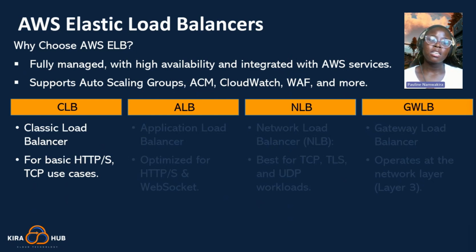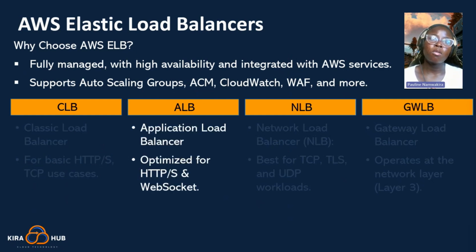So we have different types of load balancers. The first one is classic load balancer. This is the original option of the load balancer, not really used at this point in time, deprecated, but still available on the console. It supports load balancing for HTTP, HTTPS, and TCP traffic. So it worked at both layer 4 and layer 7 of the OSI model. This is best for simple applications with minimal requirements.